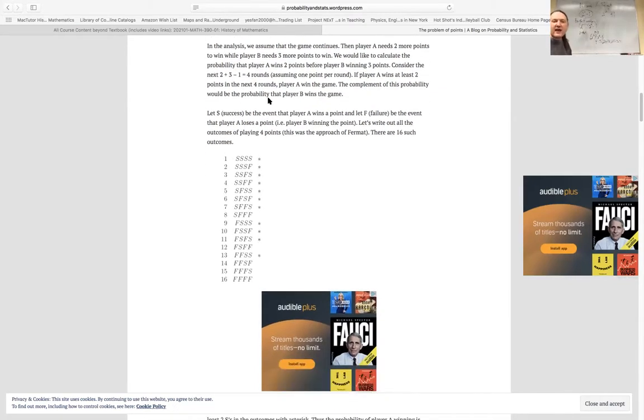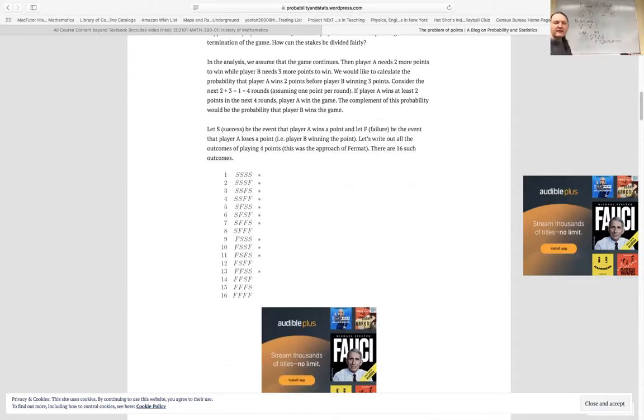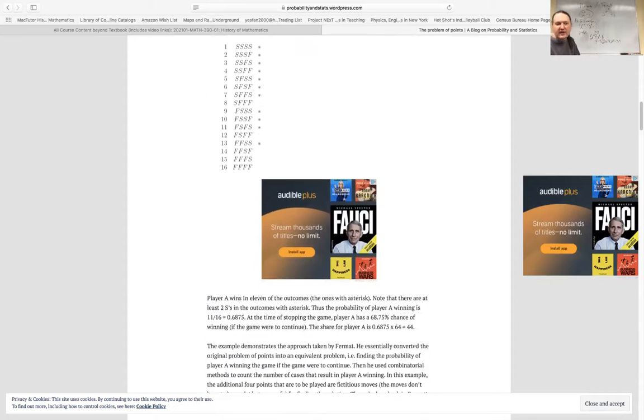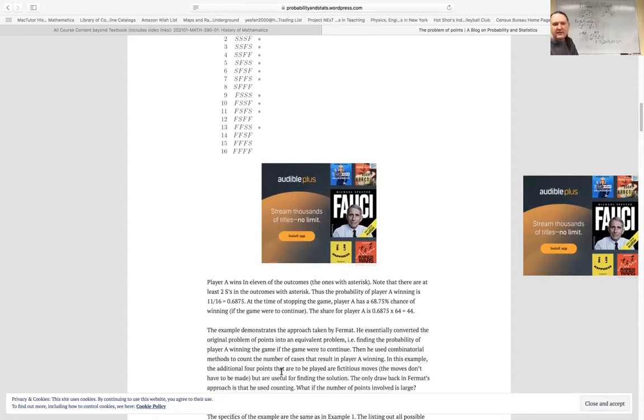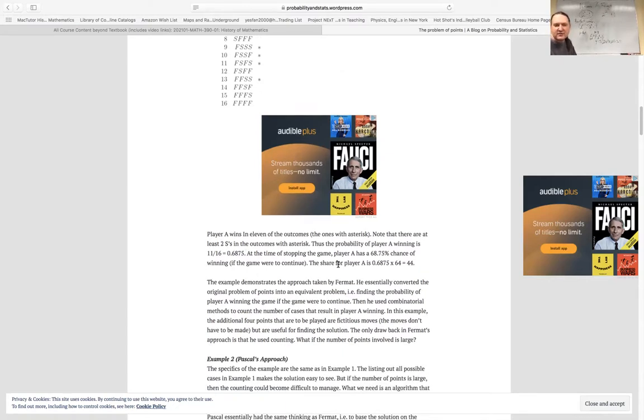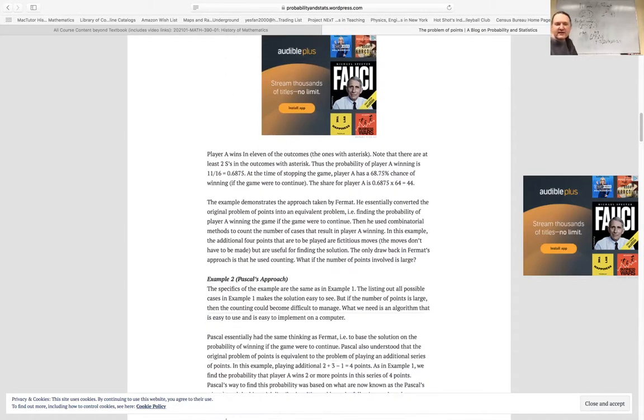So of the ways the game could continue, in 11 of them, player A wins. And there are 16 total ways. So the probability of player A winning is 11 out of 16. So when we stop the game, we should give player A 11/16 of the stakes. They said that the stakes was 64. So we take 11/16 of 64, which is really just 11 times 4, which is 44. So that's how Fermat did this.